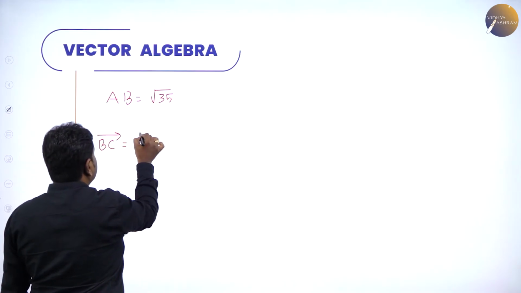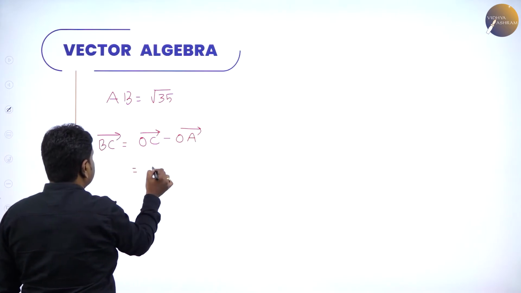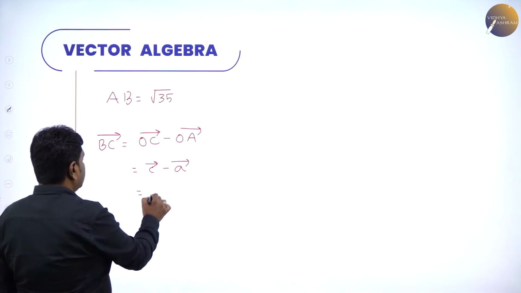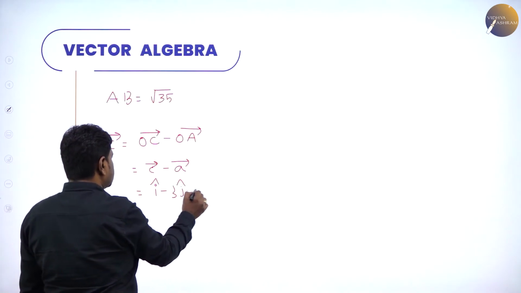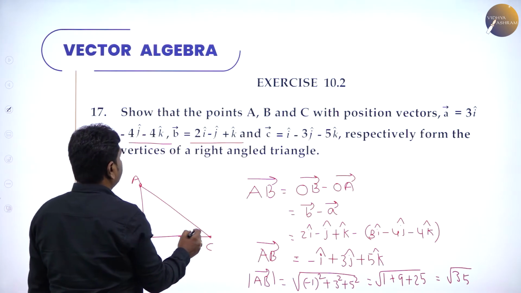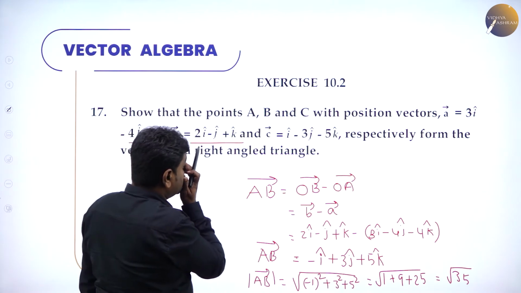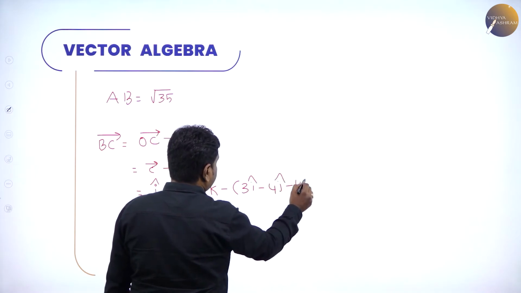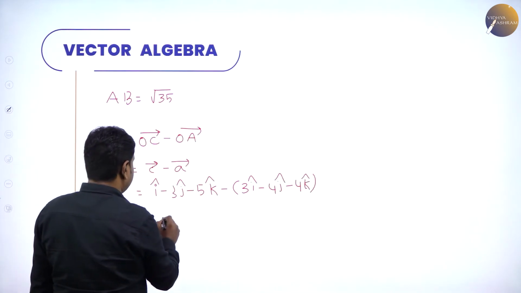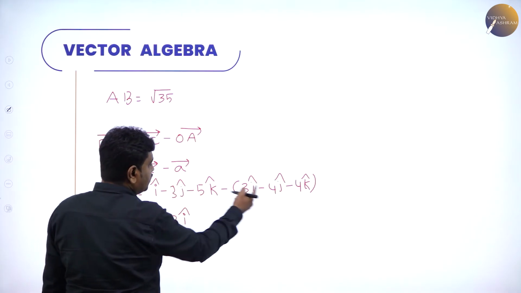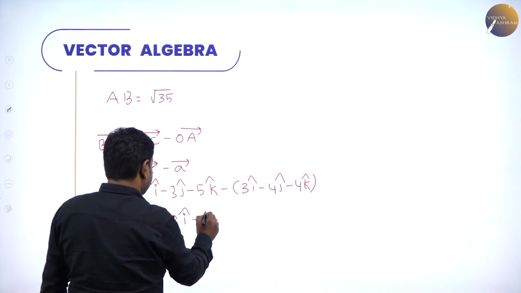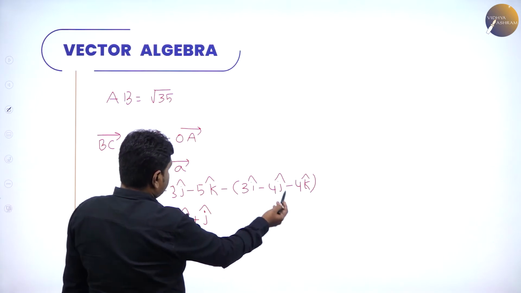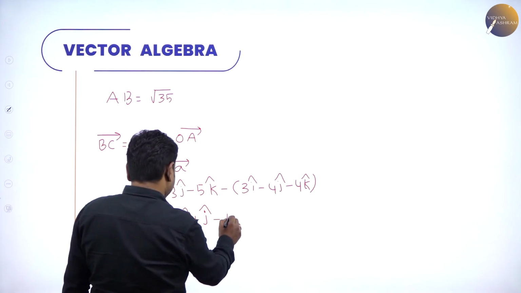Vector BC. How to find vector BC? OC minus OA. That is here small c vector minus small a. So C is given. What is C given? i minus 3j minus 5k, minus A. What is A given? A is 3i cap minus 4j cap minus 4k cap. Simplify this, you know, i minus 3i becomes minus 2i. And this is minus 3j minus of minus 4j becomes plus, sorry, plus j cap. Minus 5k, minus of minus becomes plus, minus 5 plus 4 becomes minus k cap.